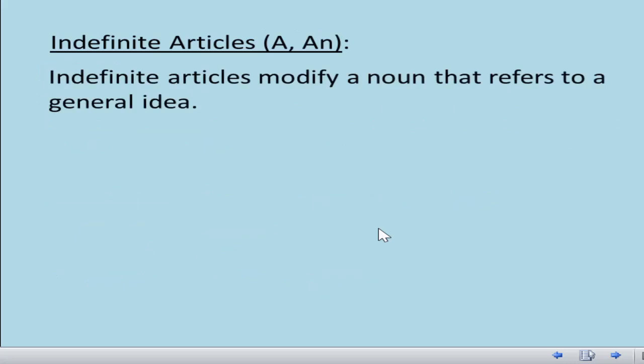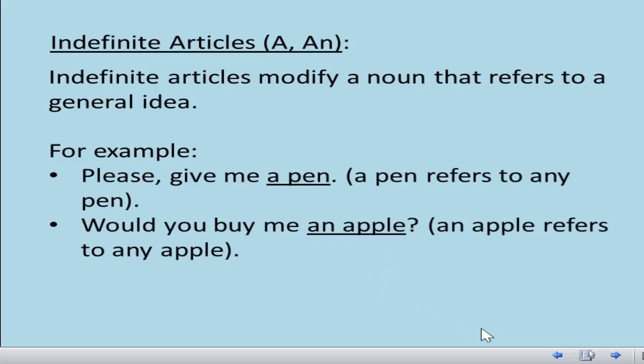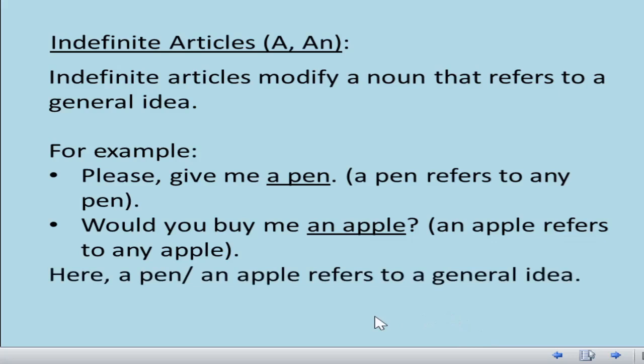So what are indefinite articles? Indefinite articles modify a noun that refers to a general idea. For example, please give me a pen. Here a pen refers to any pen, any kind of pen. Would you buy me an apple? An apple refers to any apple, any kind of apple, any type of apple. So here a pen, an apple refers to a general idea. So we use a or an to refer to a general idea.